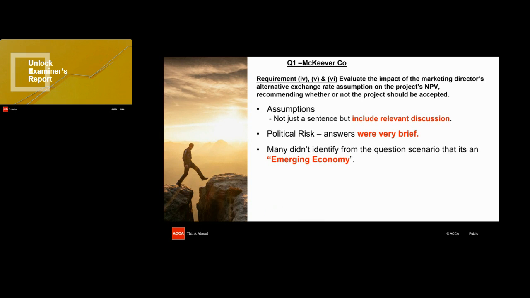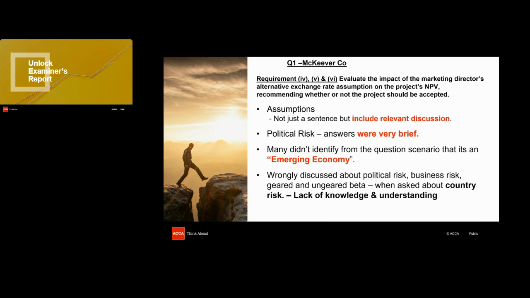Now, when it was asked about the last requirement, which was on country risk, many wrongly discussed everything apart from country risk. They discussed political risk, business risk, geared beta, ungeared beta. Lack of knowledge and understanding was very evident. So please ensure you have very solid knowledge and very solid understanding.